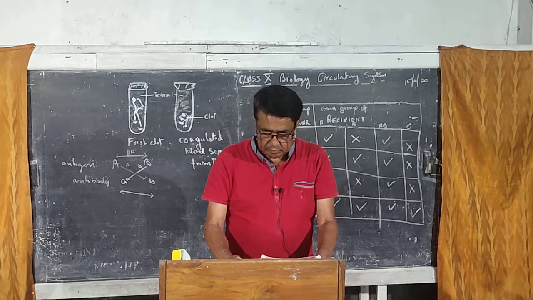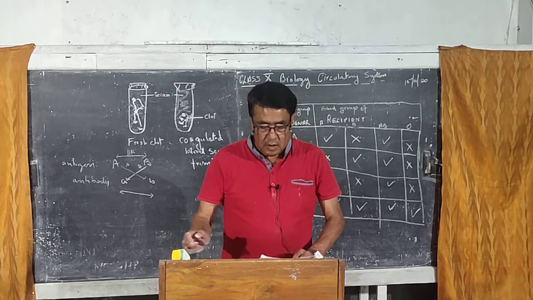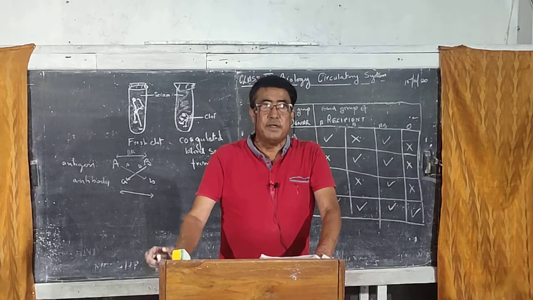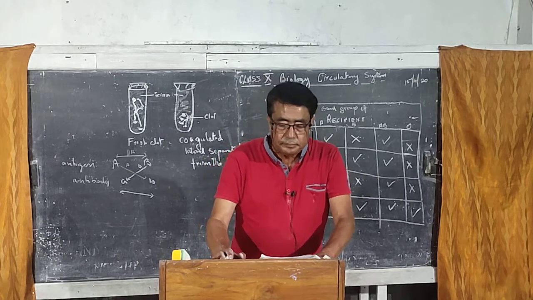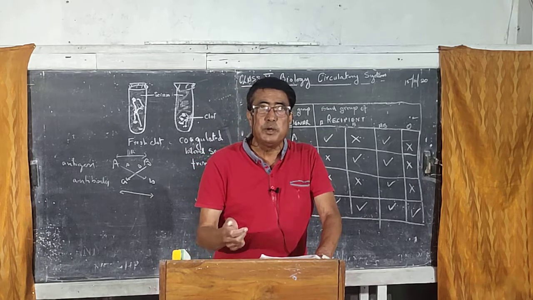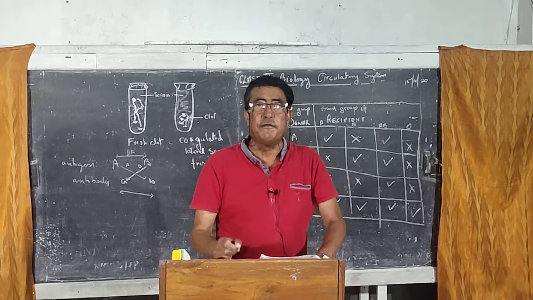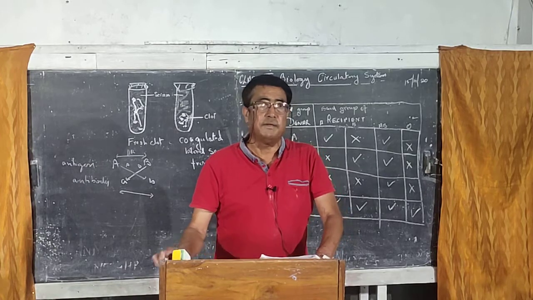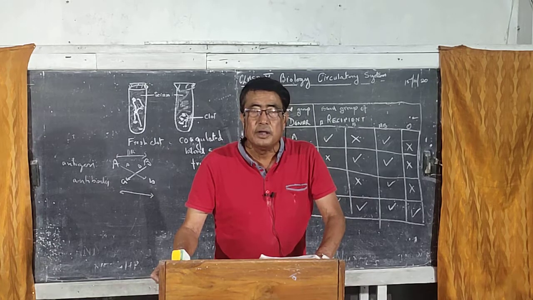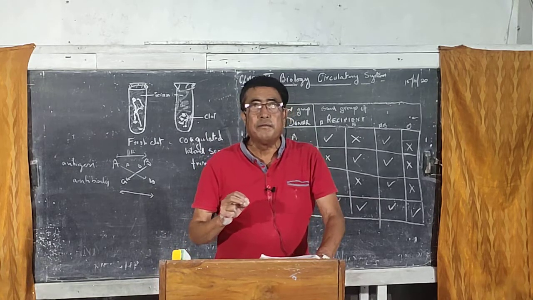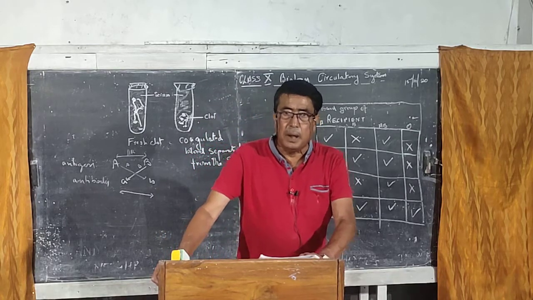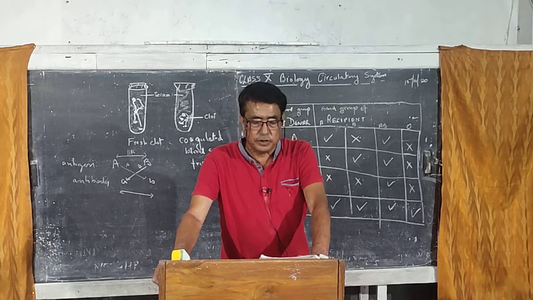Now next, clotting of blood or coagulation of the blood. Clotting of blood means changing of the liquid blood into a semi-solid form in the injured part of the blood vessel. If blood fails to clot, then the blood will keep on flowing from the body. So this clotting of blood takes place in 4 steps.